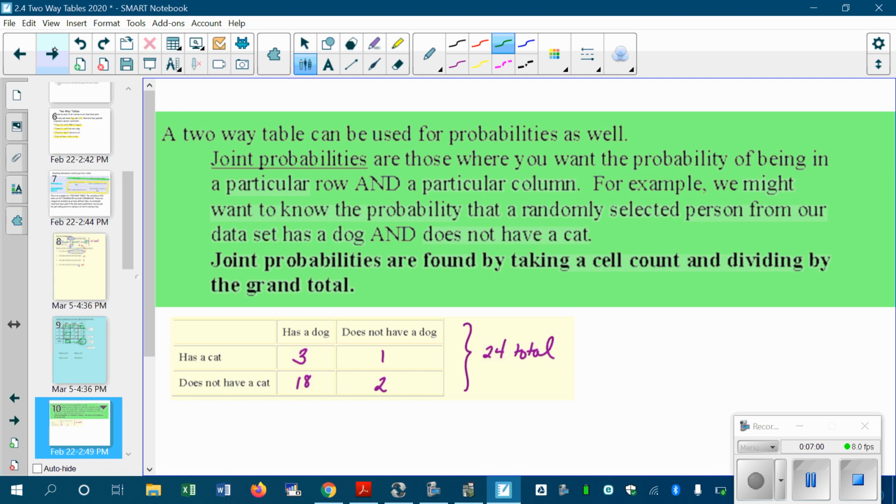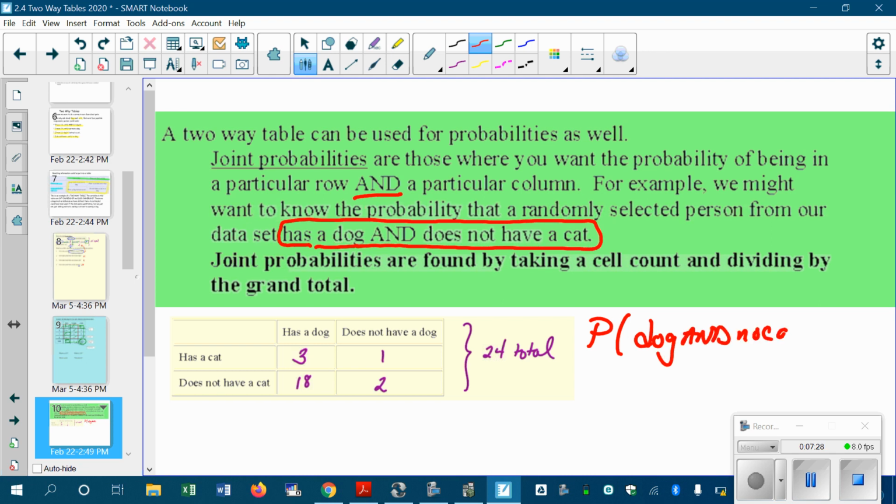You can identify joint probability because you typically will have the word and in the question. So for instance, we might want to know within our table, what is the probability that a person from our data set has a dog and does not have a cat? That might be written like a P for probability, dog, and no cat, just to summarize, okay?